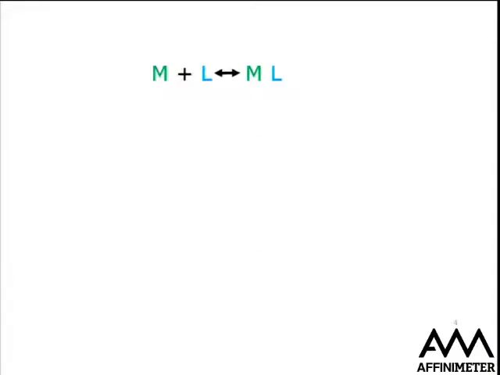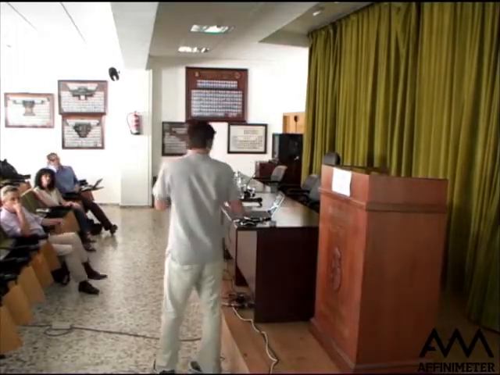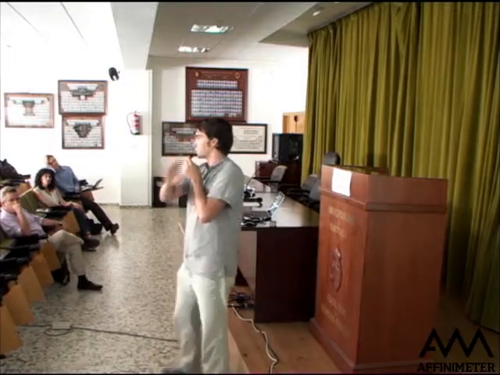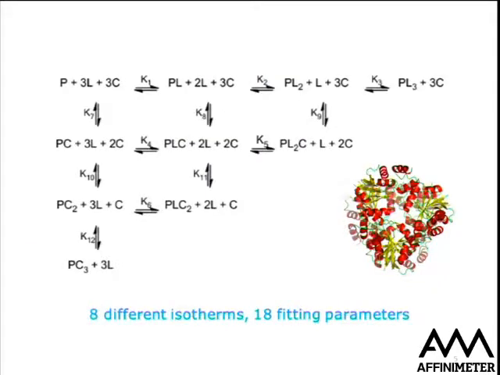This is the simplest binding model that you can imagine. It is a one-to-one simple model. You have a macromolecule in the cell, you have a ligand in the syringe, there is a one-to-one binding model, and you create a complex. Even with such a simple model, there are many, many equations behind. I'm not going into detail, but you have to take into account many different variables: the concentration of the free species, the concentration of the complex, the heat released per injection, and so on. So just to show you that even for the simple model, there are many equations which have to be taken into account, right? Those are the kind of binding models that AFFINImeter can solve.